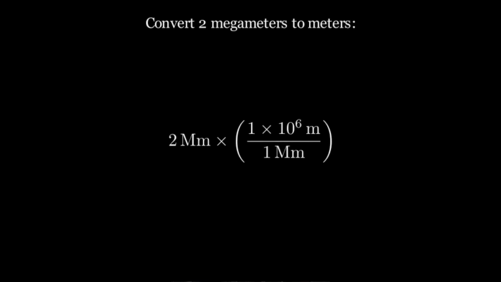There are 10^6 meters in 1 megameter. So we use this conversion factor. Convert 2 megameters to meters. The answer is 2 × 10^6 meters.